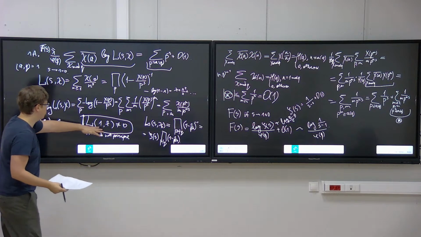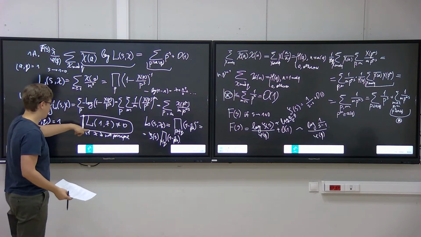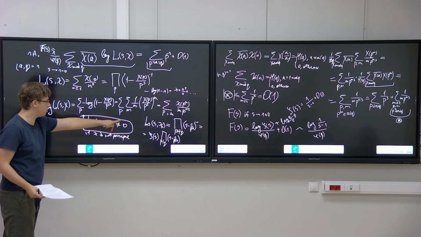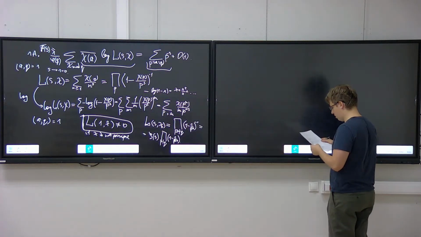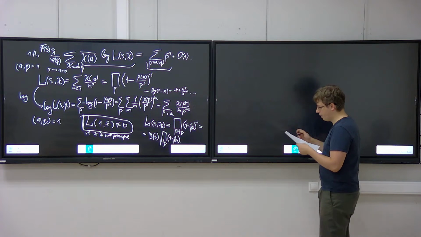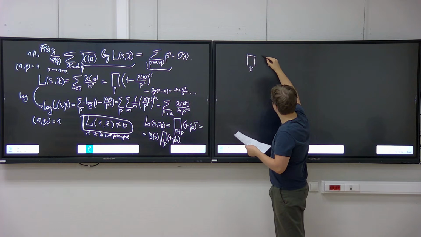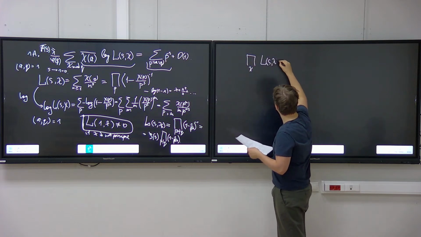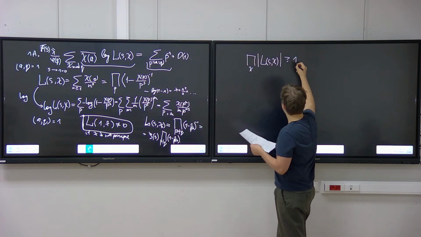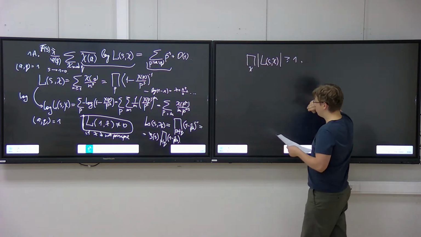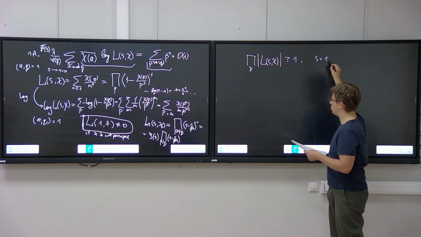So, the only thing we need to prove for Dirichlet's theorem is that this is not zero. And this is the aim for the next exercise. First, such a fact that the product over characters of the absolute value of L(s, chi) is greater than or equal to 1 if s is bigger than 1, so it's real.